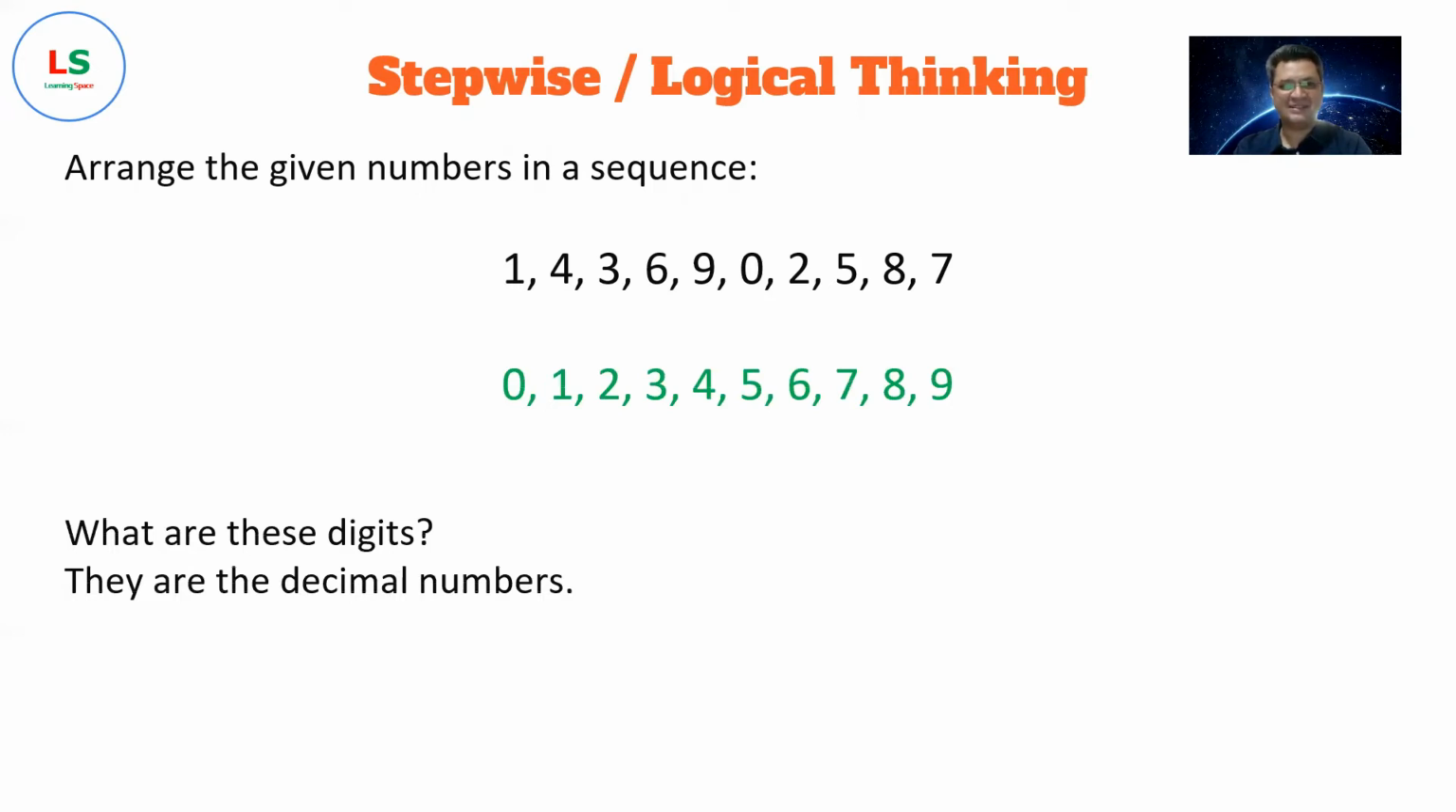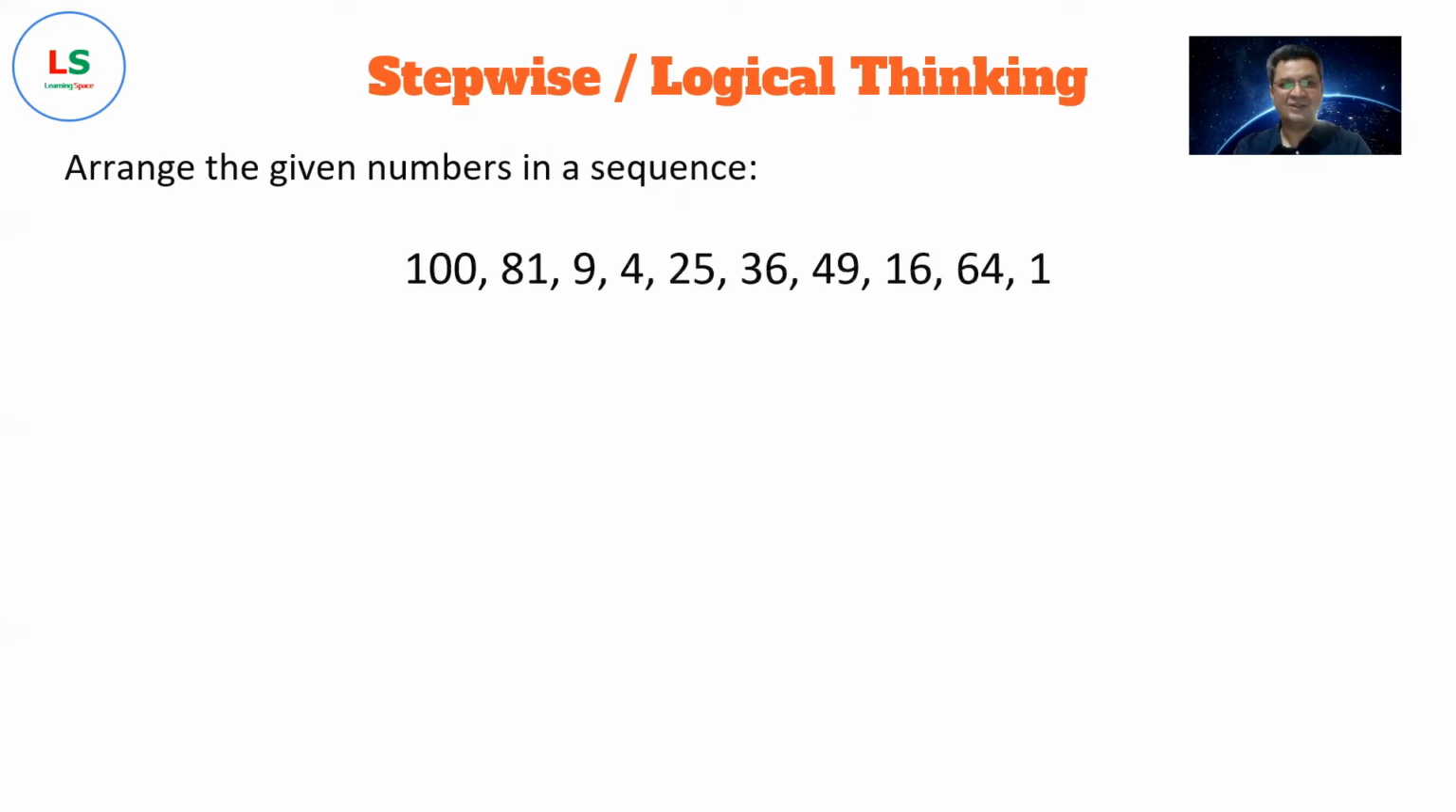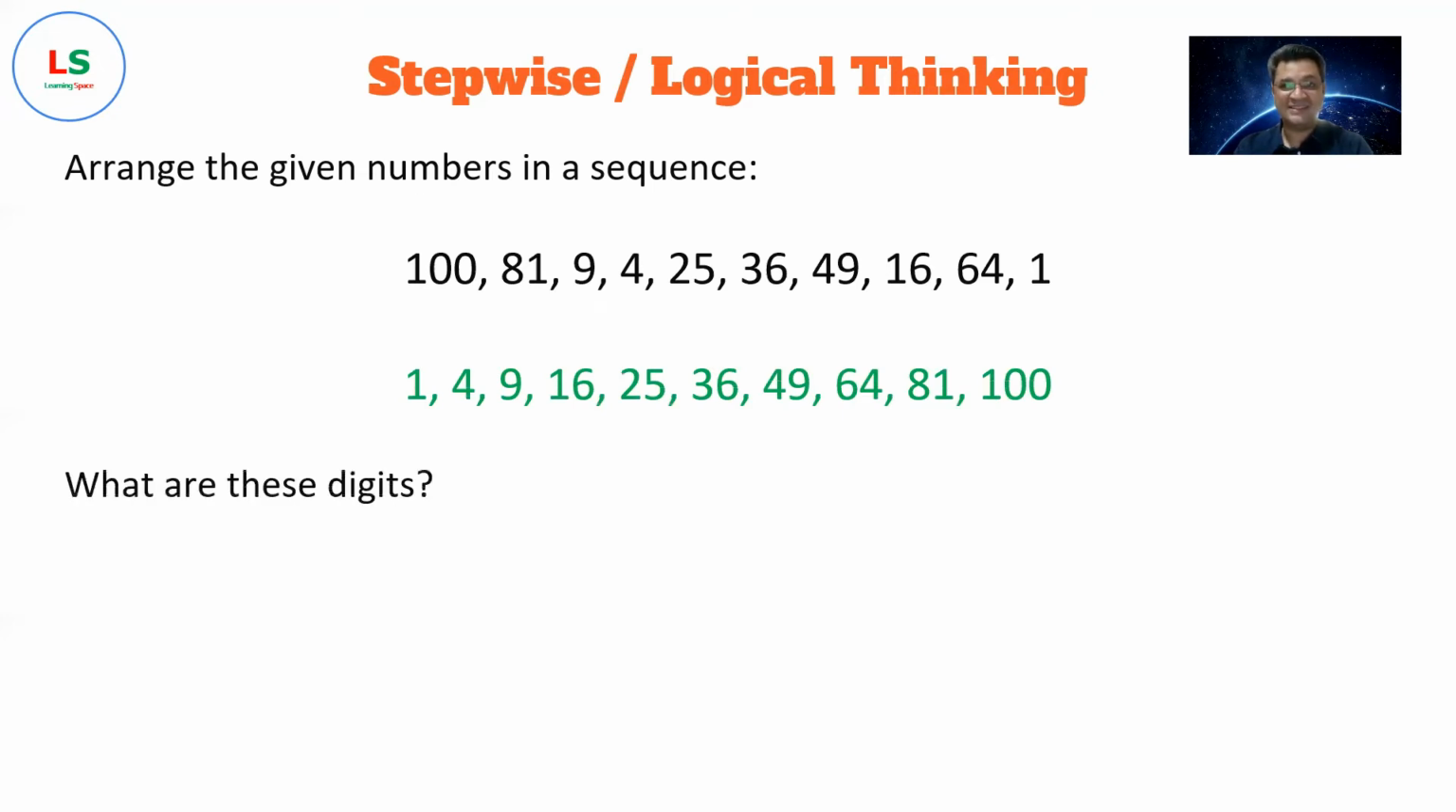Okay, another mathematical sequence for you. So try to arrange these numbers 81, 9, 4, 25, 36, 49, 16, 64, and 100 in a sequence. It's up to you whether it can be an ascending order or a descending order. Put on your thinking caps and keep thinking. If at all I put them in ascending order, it will be 1, 4, 9, 16, 25, 36, 49, 64, 81, and 100. And what are these digits? Definitely these are the squares of the numbers from 1 to 10.